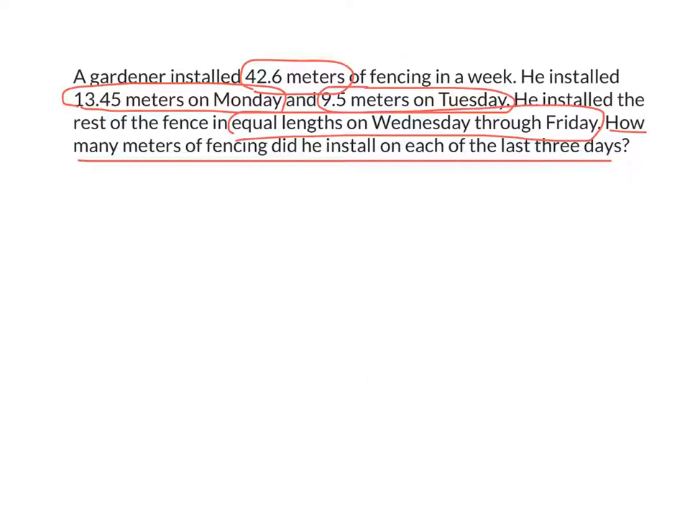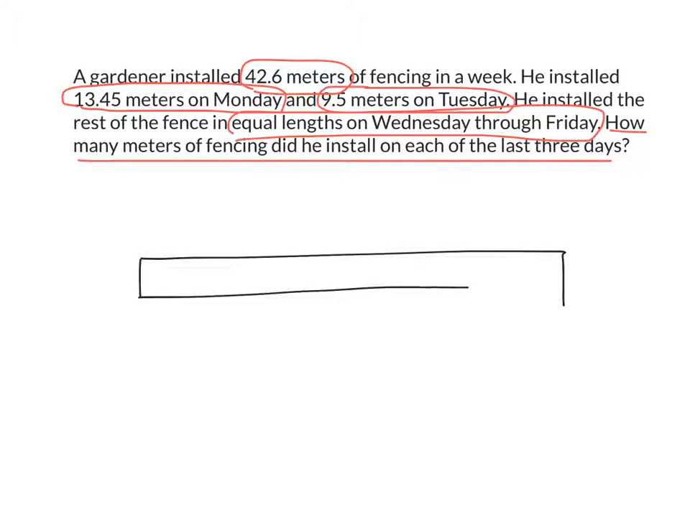So we know that we're trying to use tape diagrams today, so we have to draw a tape diagram. If this is all of the fence that the gardener installed, how much fence should I label it as? We know that altogether, the gardener installed how many meters of fence? 42.6. So the entire fence is 42.6.